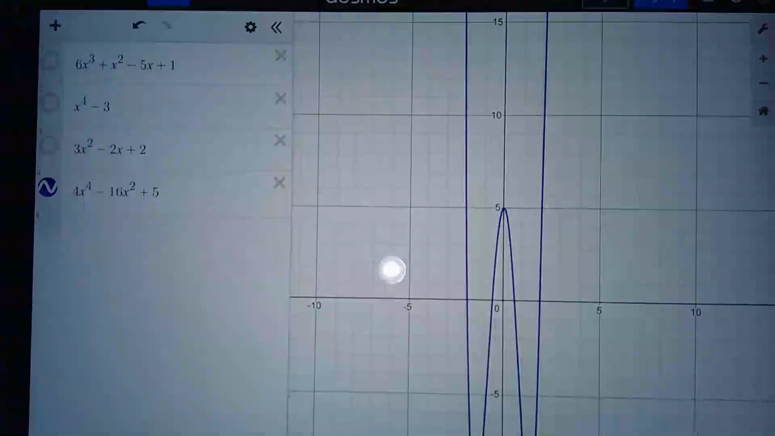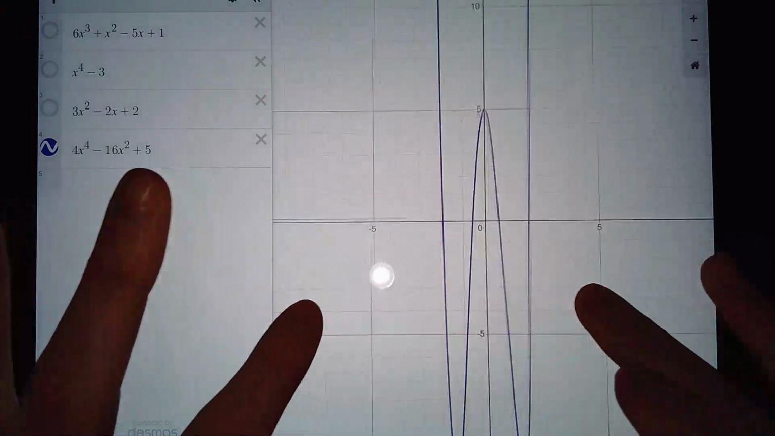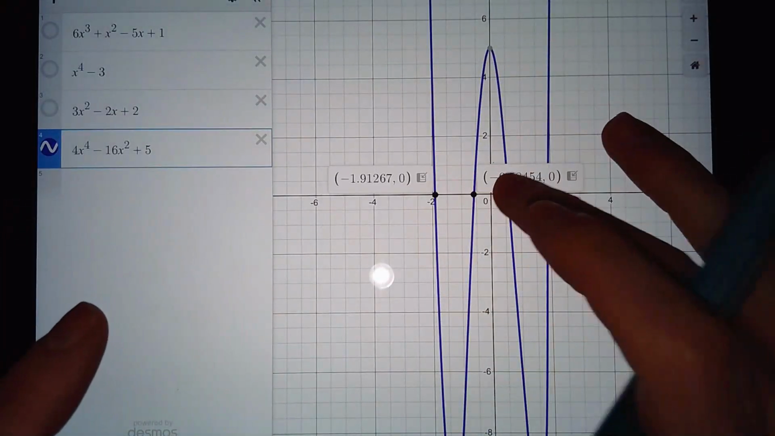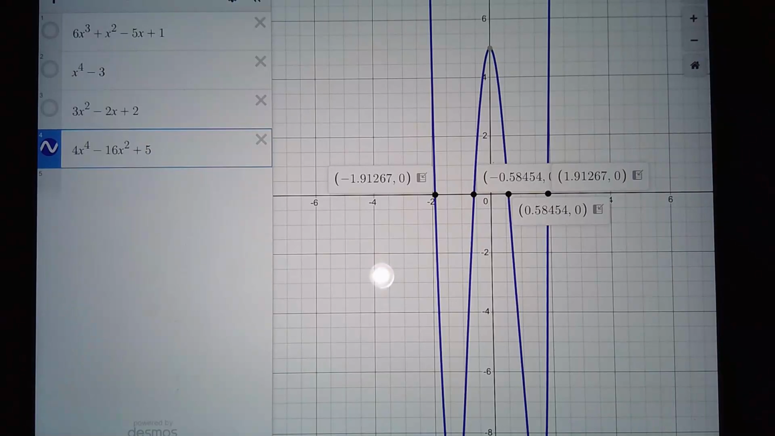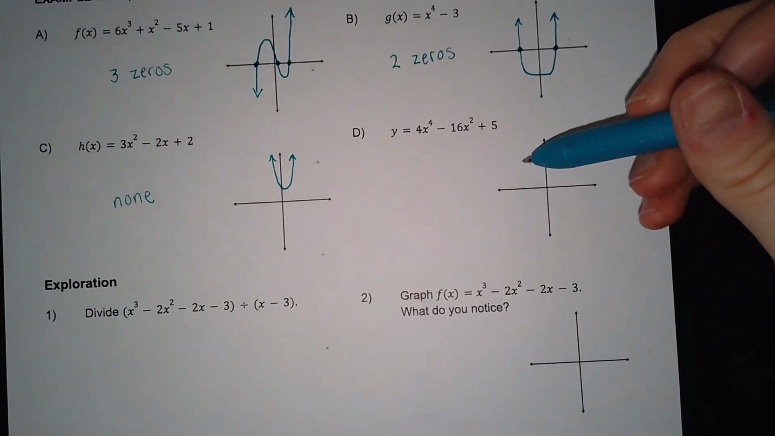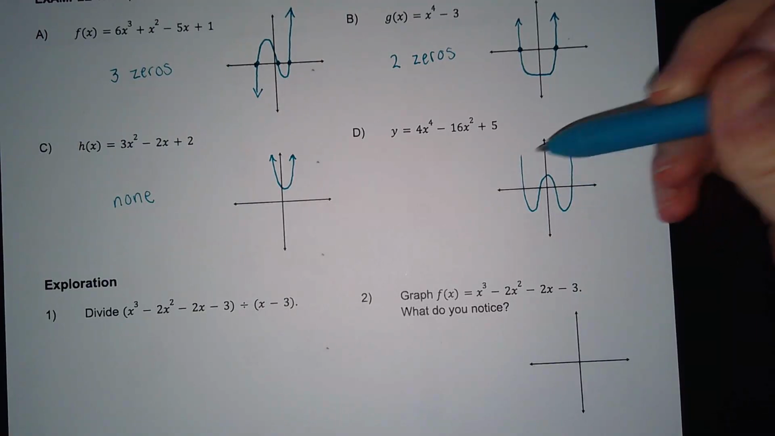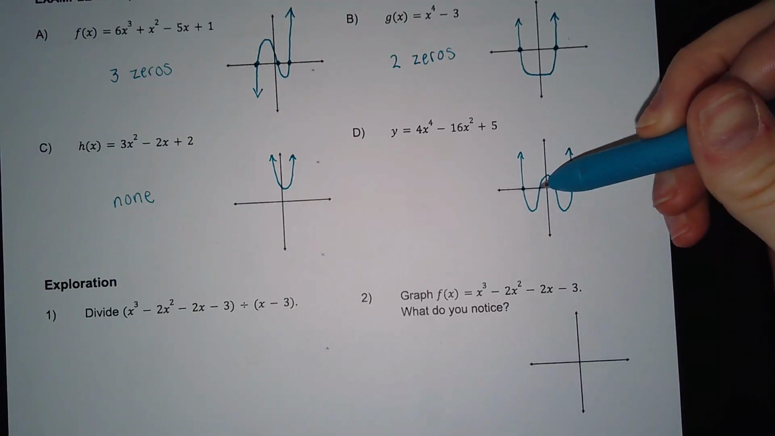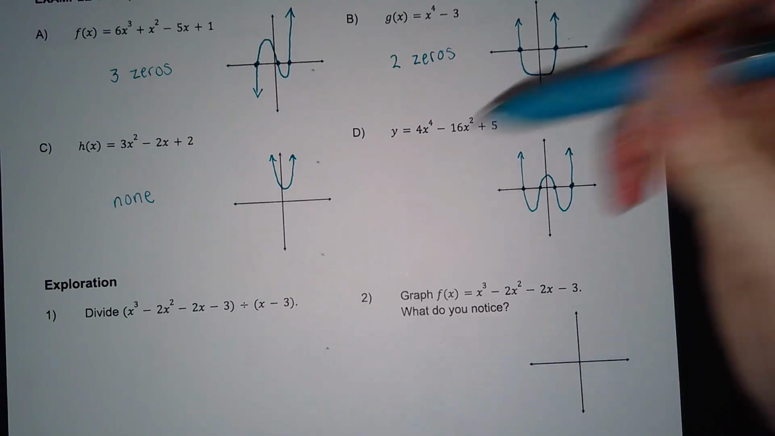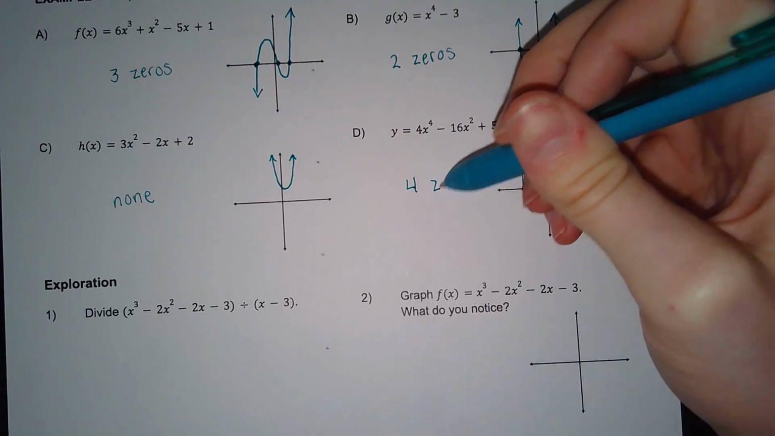And lastly for D, this is what my graph looks like. I can see that it would cross the x-axis at 4 points, and so that means it would have 4 zeros. Again, if I sketch my graph looking something like this, what we care about is it crosses at 4 points, so that would be 4 zeros.